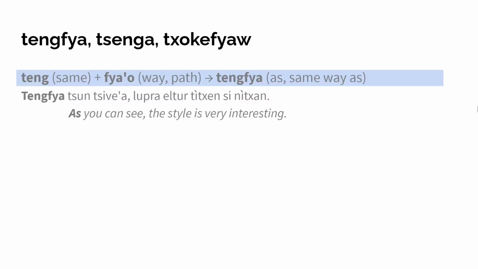And some other random conjunctions. First we have tengfya, which comes from teng, same, and fyao, way or path, and means then as, the same way as. Tengfya twa, as you can see, lupre el turtet ensi net an. The style is very interesting.